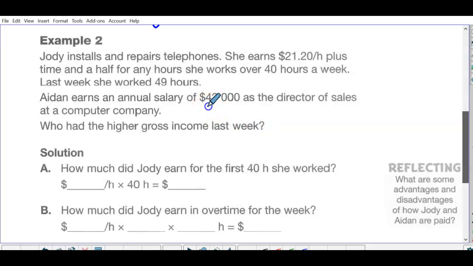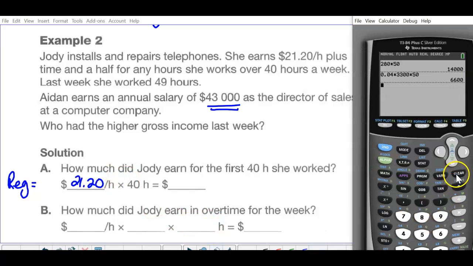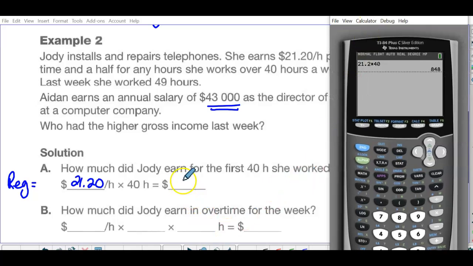Who had the higher gross income last week? So this is pretty straightforward. There's no calculations to do for Aiden, but for Jody there is. So how much did Jody earn for the first 40 hours? This is really calculating regular pay. So $21.20 for 40 hours is 848.